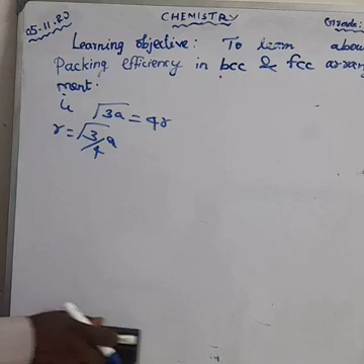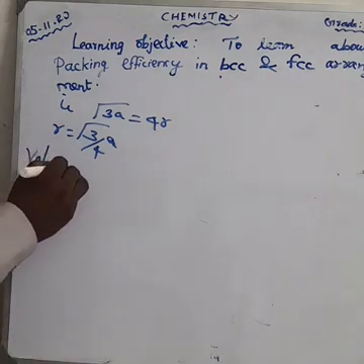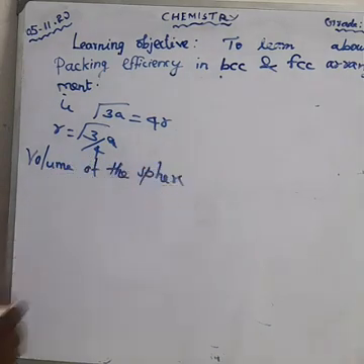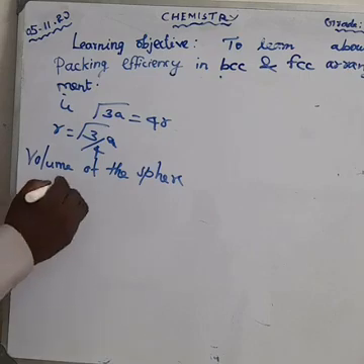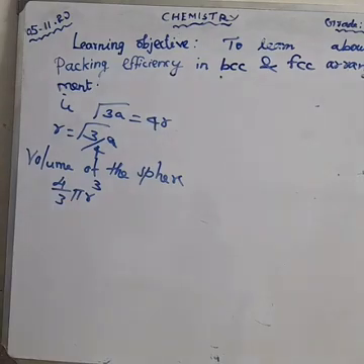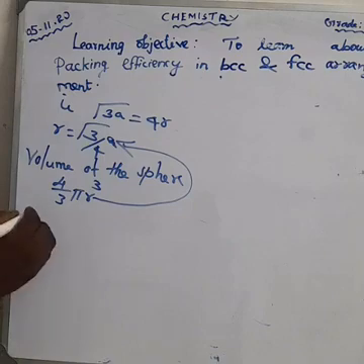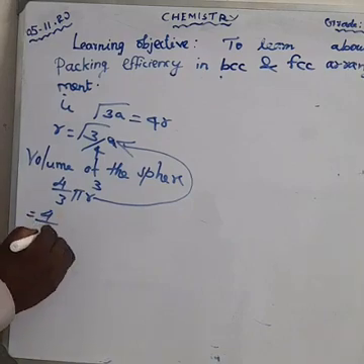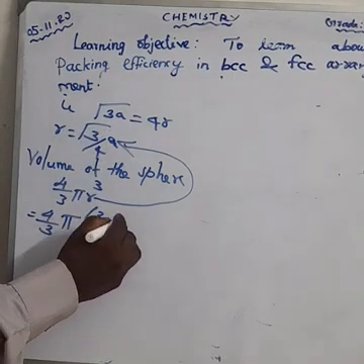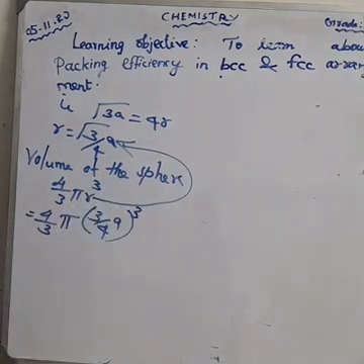This is equal to 4 pi r square. Am I right? Volume of the sphere. Okay. Volume of the sphere is equal to 4 by 3 pi r cube. Am I right? Pi r cube. So the value of R is coming here. So what is the answer? This is equal to 4 by 3 pi by the way of 3 by 4a. Here I have a cube. So, cube. Am I right? So, how can you write this one?